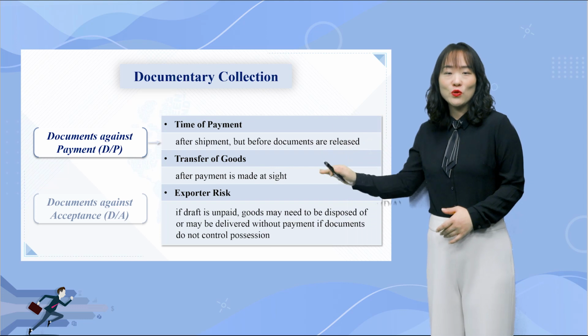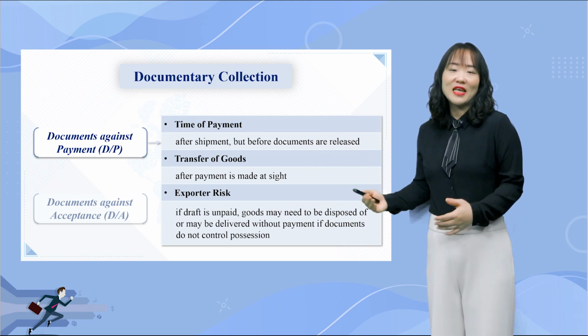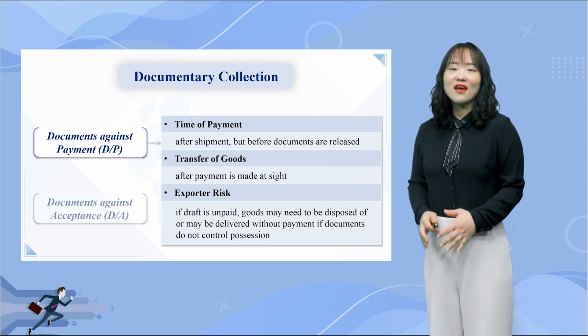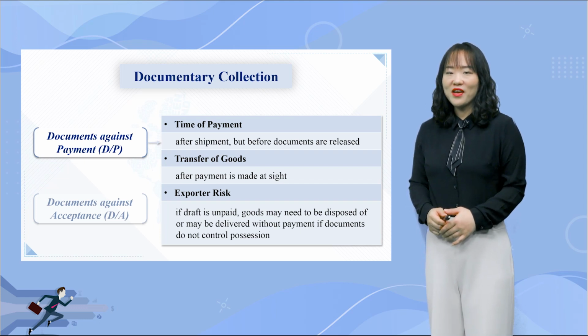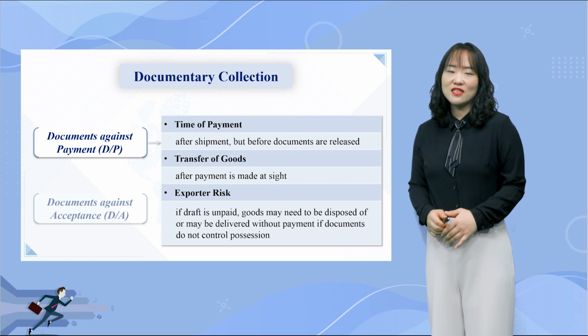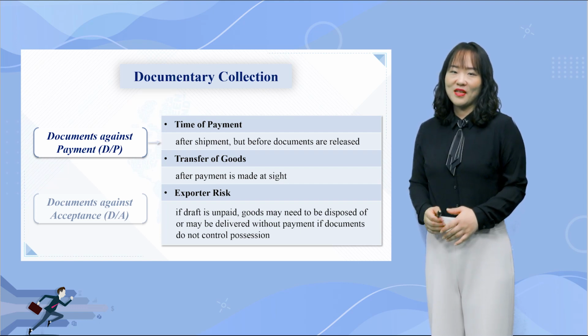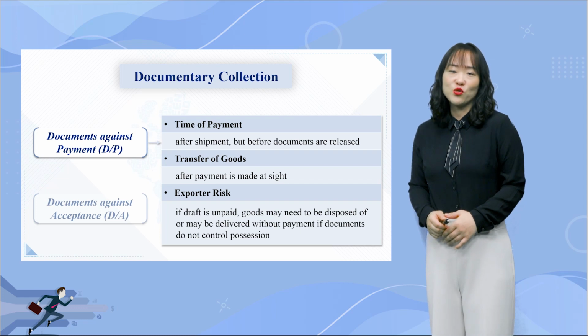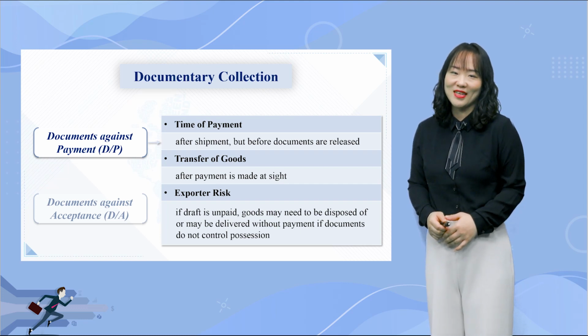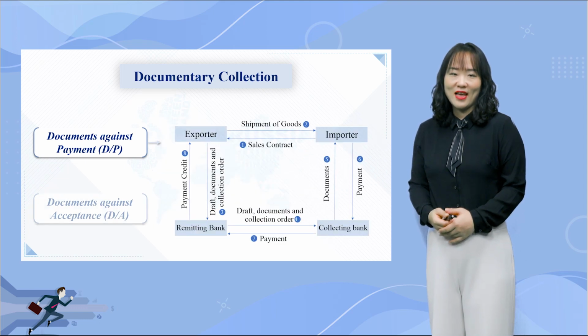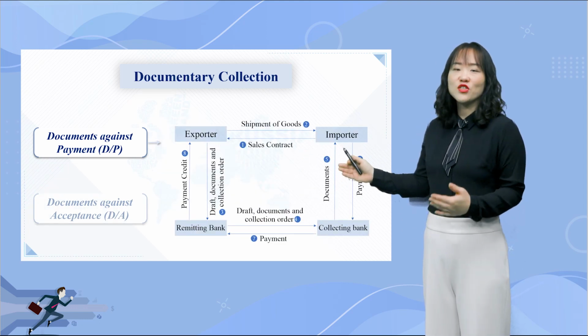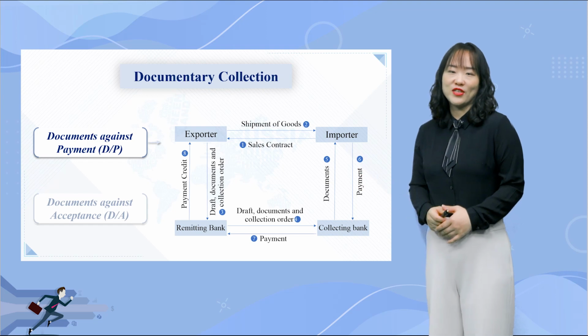This table shows an overview of a DP collection. A sight draft reduces the exporter's risk because the buyer's bank will not release the documents without payment from the buyer. But neither side's bank assumes any financial responsibility in a documentary collection transaction. And this chart illustrates a step-by-step process with a DP collection.